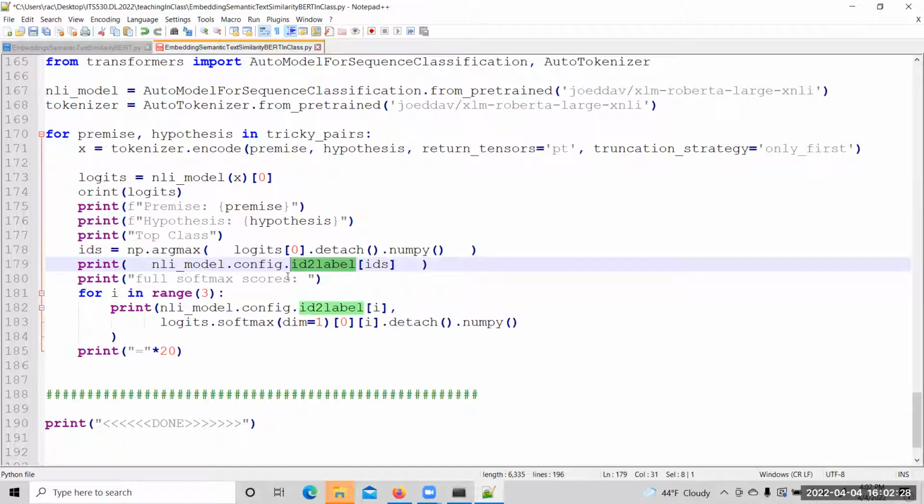And then once we have that, we can also view the softmax scores by just iterating through the logits, basically. So we're going to print NLI model config ID to label. So we print out basically the 3 labels. And for each one, we print out the logit that was assigned to it. But we also know what the ID is. And then we just print out a line here. So let's go ahead and run this one.